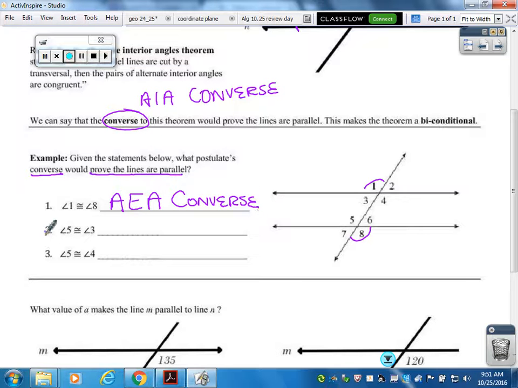Okay. We're going to skip number 2. It's actually a bit of a trick question. Let's go to number 3. Angle 5 is congruent with angle 4. We'll find angle 5 and find angle 4. They're right there. They are alternate interior angles. If we're using the fact that they're congruent to prove that the lines are parallel, then we are using the alternate interior angle converse. Okay?